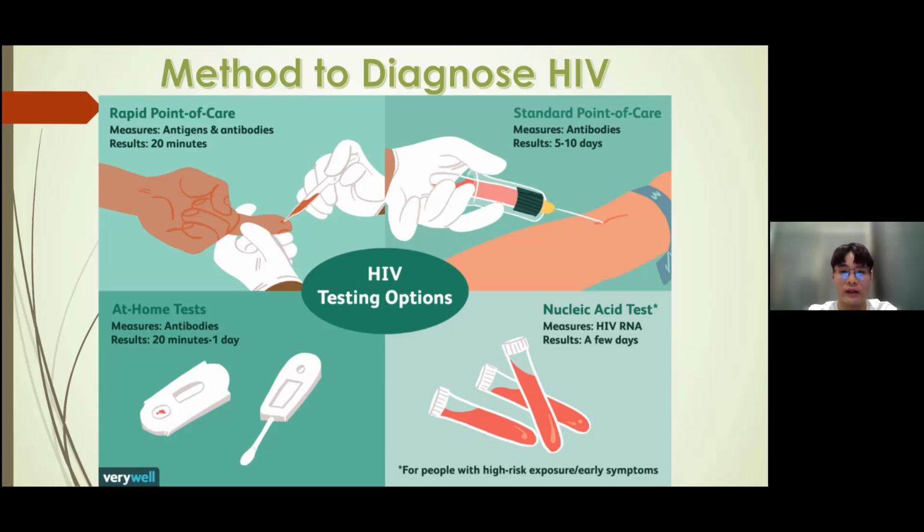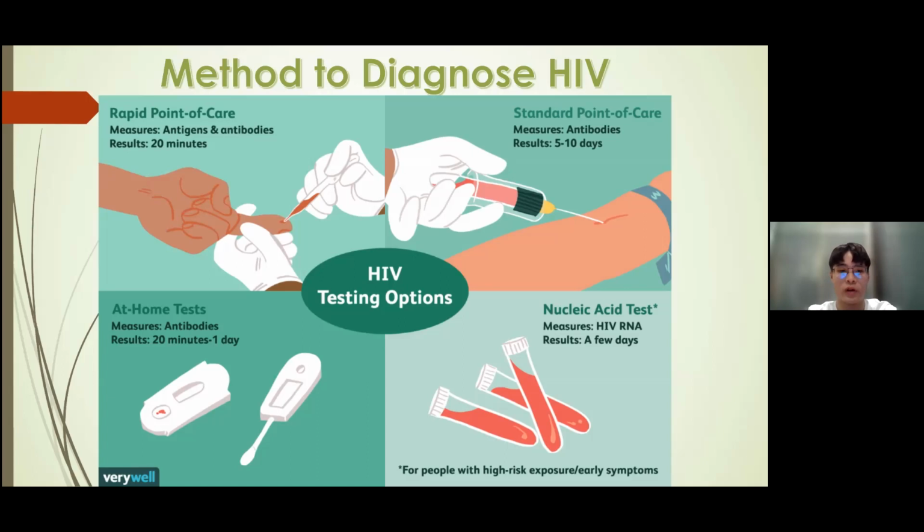And the second way is standard point of care. This method is only able to detect HIV antibodies. These are lab-based tests also known as HIV ELISA. These tests require a blood draw. The results are usually returned within 5 to 10 working days, and it is less commonly used nowadays because there are faster ways compared to this standard point of care.